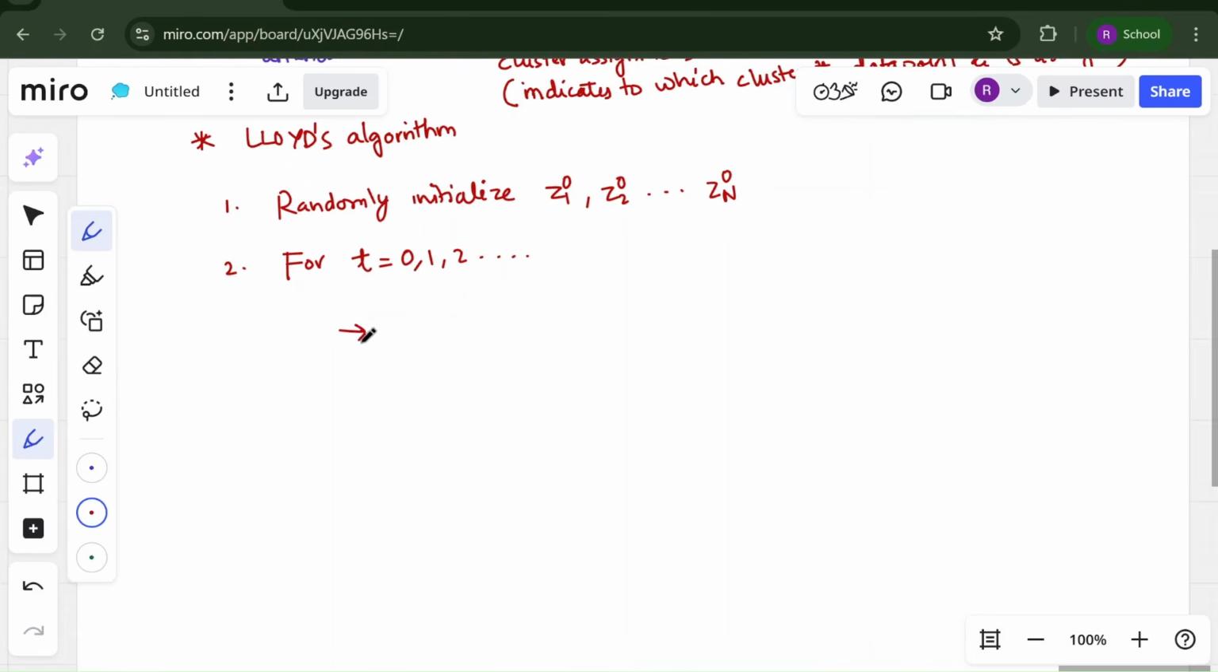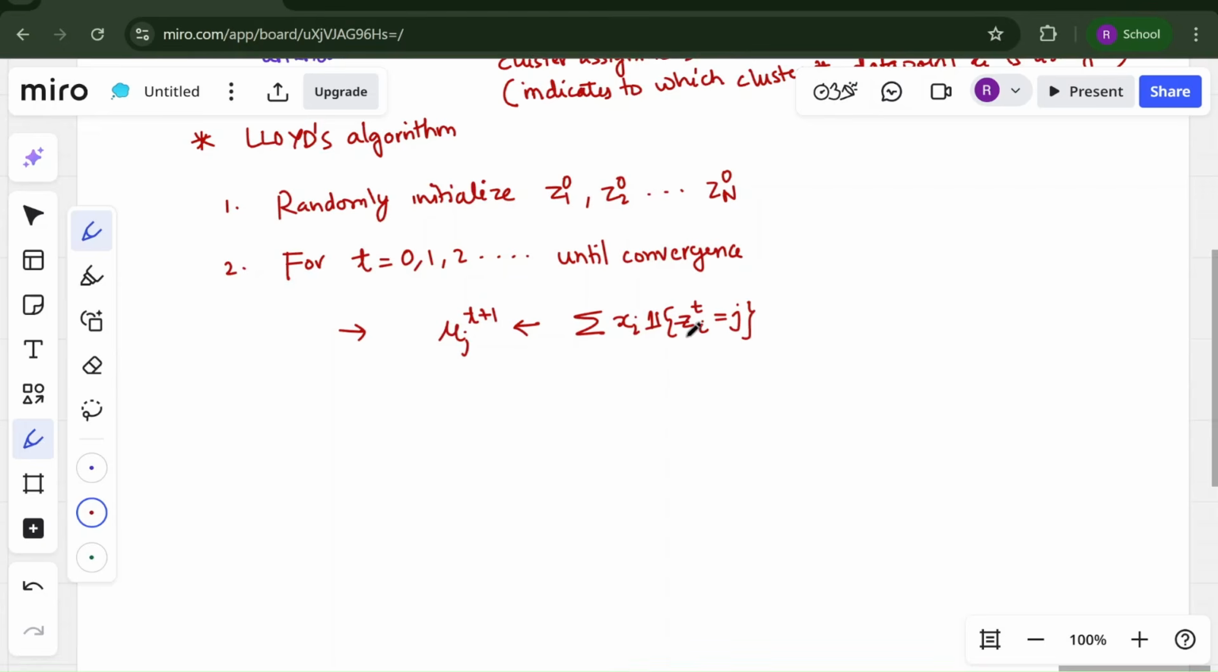In step 2, there are 2 steps. So this is like a loop. It will keep on running until convergence. So what happens? First, you do this kind of computation. Mu j t plus 1 is assigned this value: take the sum of all xi's which belong to the cluster j.